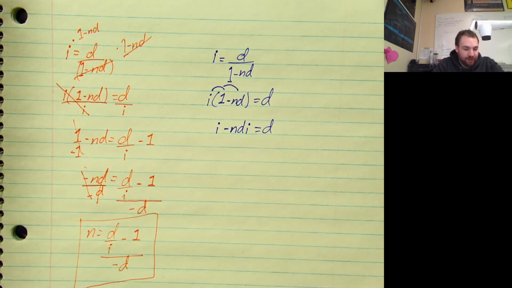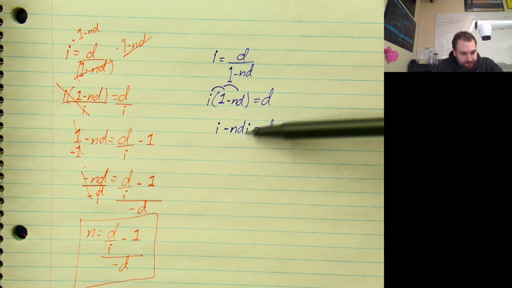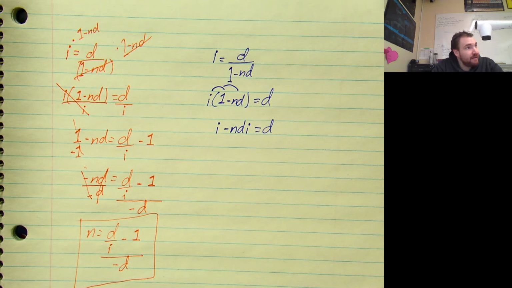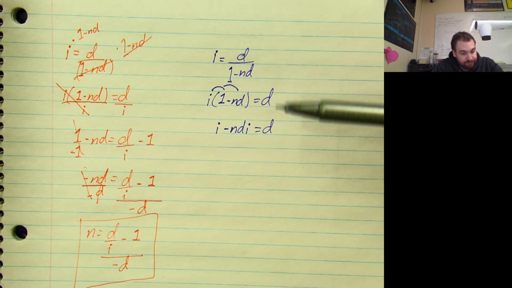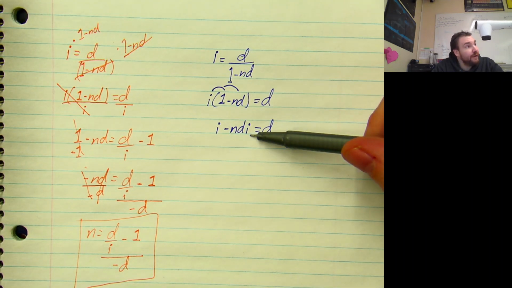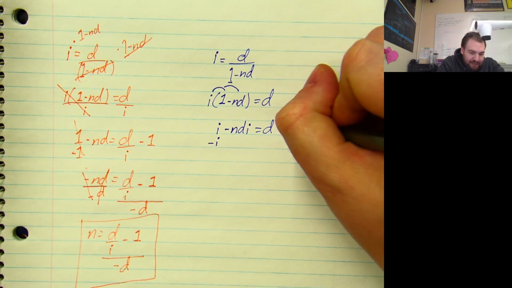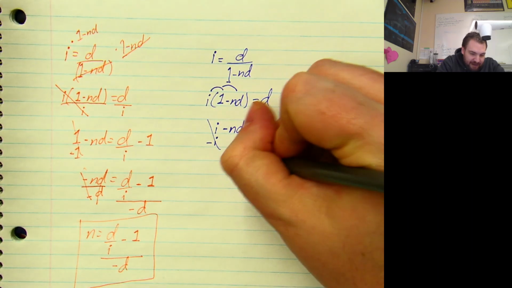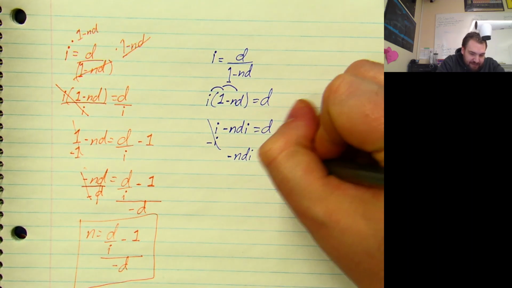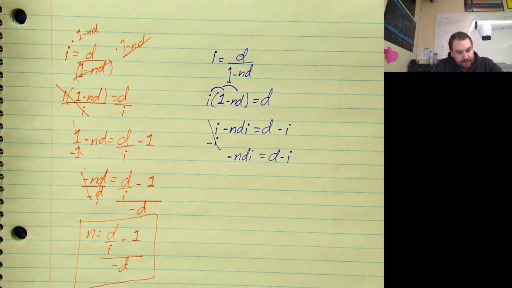Okay, well, let's keep this party going over here. What do I do over here? Carolyn. Subtract I on both sides. Sure, I can do that. Here it's going to cancel, leaving me with negative ndI equals d minus I. And then my last step is going to be to do what? Tell me.